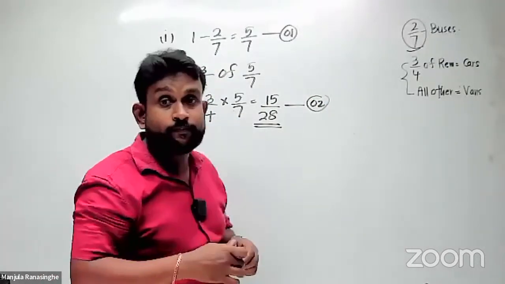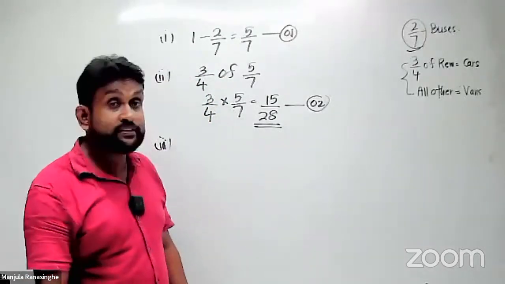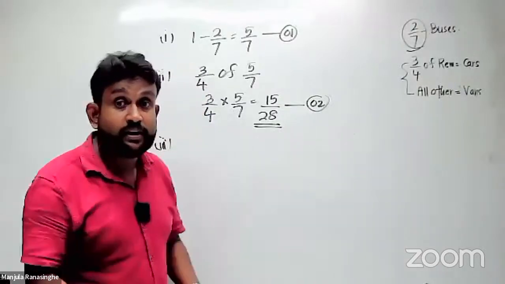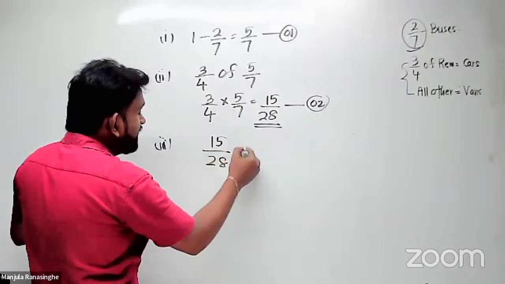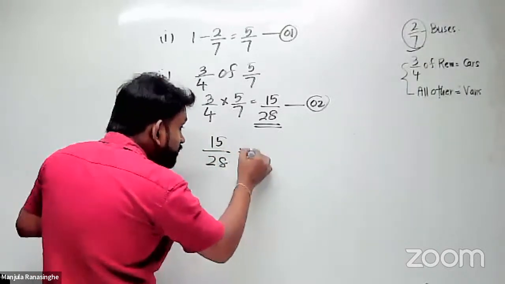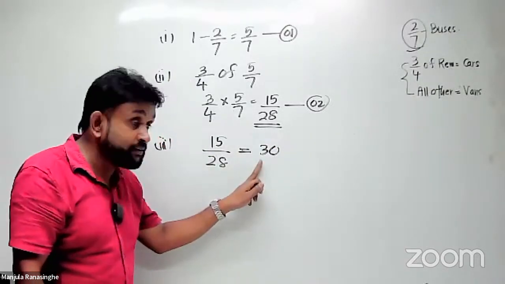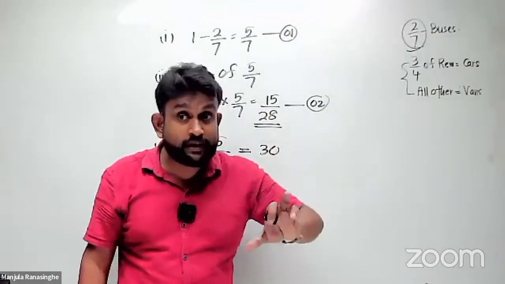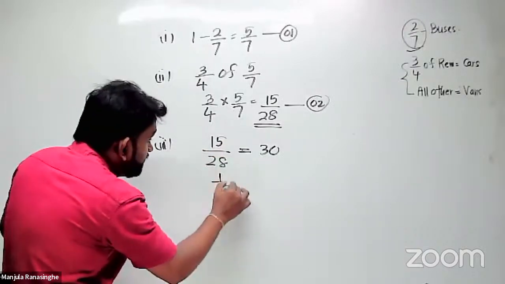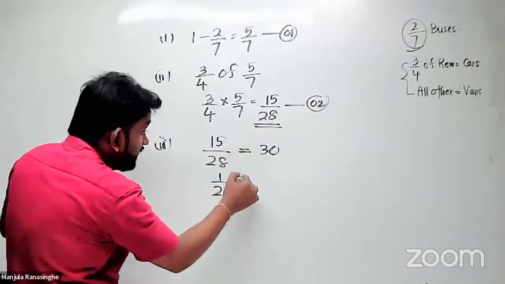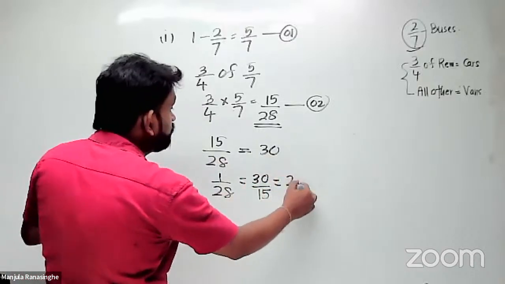In part 3, if the number of cars that travel in the time period is 30, find the total number of vehicles. Now you know, here as a fraction, 15 upon 28 of the vehicles are cars, which is 30. If 15 parts of 28 is 30, to find 1 part, just divide 30 by 15, then it gives you 2.